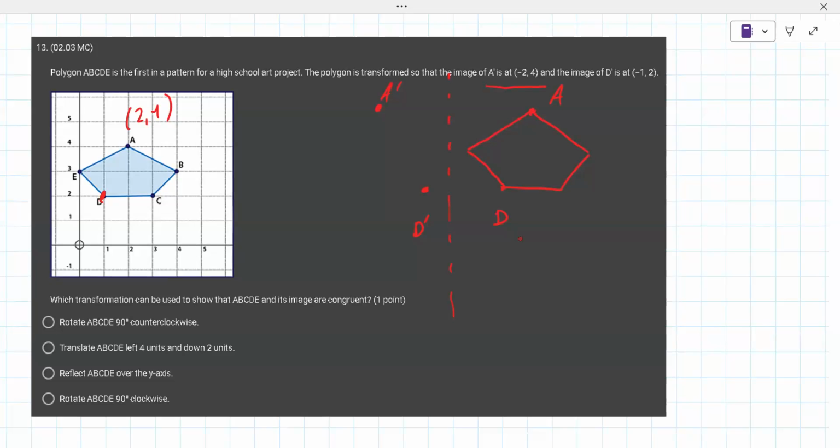All right. So any ideas on that? Like what does it look like? I mean, it kind of looks like it's moved. It looks like it's reflecting. Yeah. And that is probably the correct answer there.